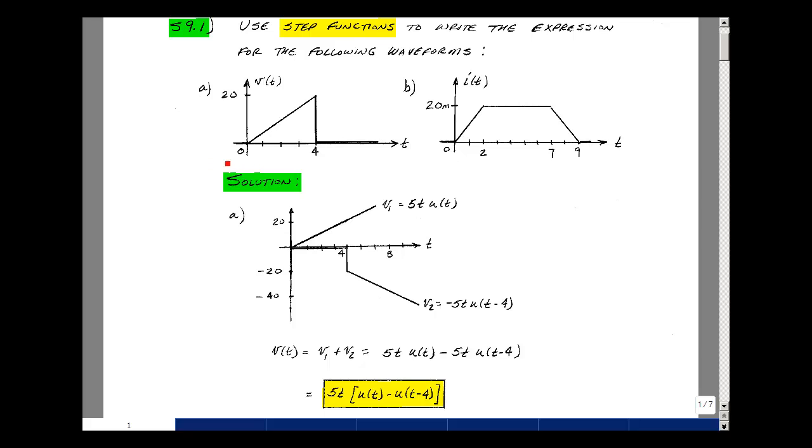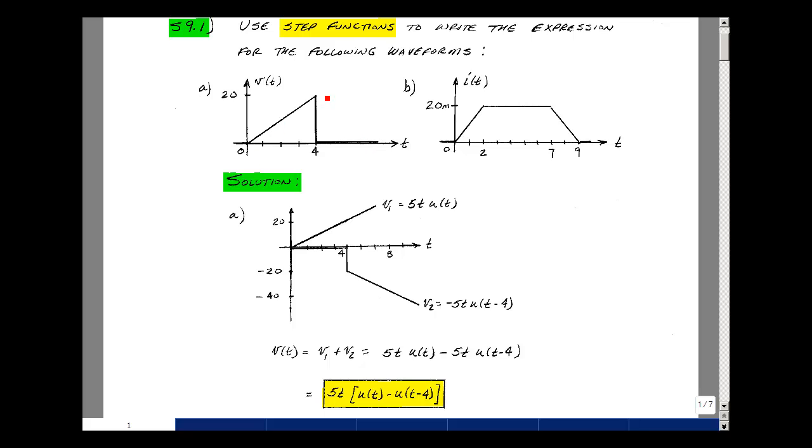What I've got here is 0, and then a ramp that has a slope of 20 divided by 4, which would be 5. I'm going to create a ramp, call it V1 of t, with a slope of 5, times t, and then times u of t, so that when t is less than 0, our function is 0. So it's going to be increasing with time, but at 4 seconds I want to bring it back to 0.